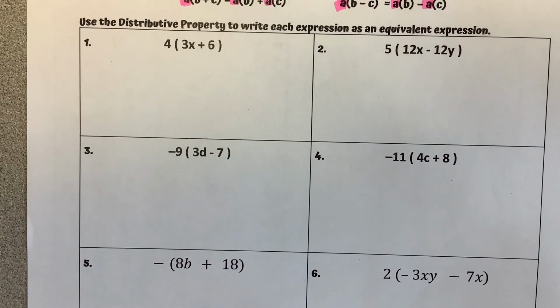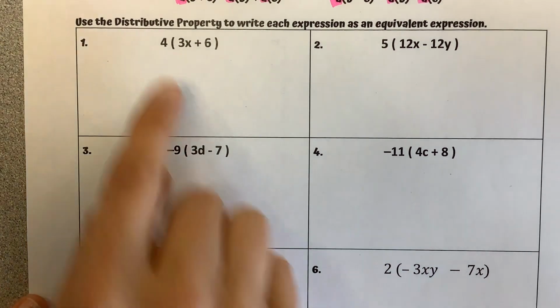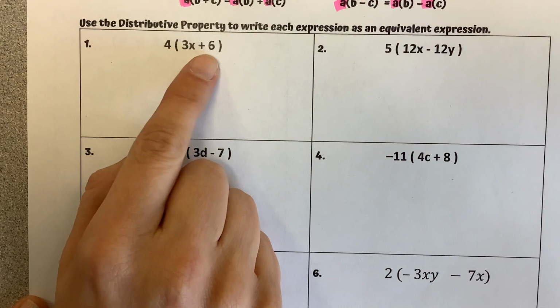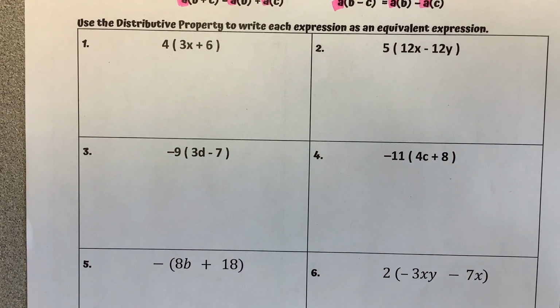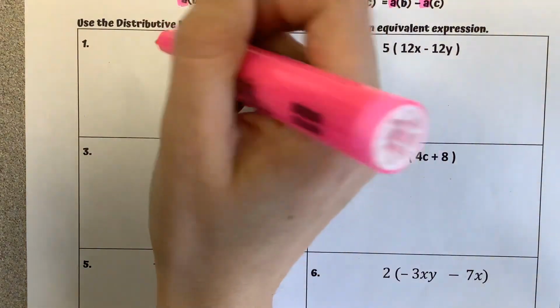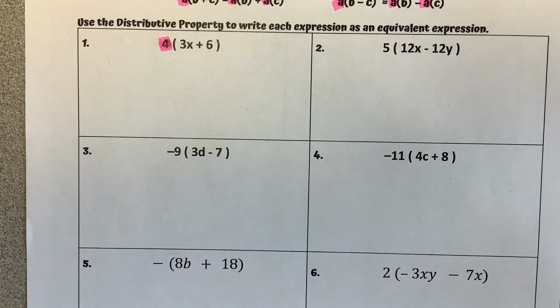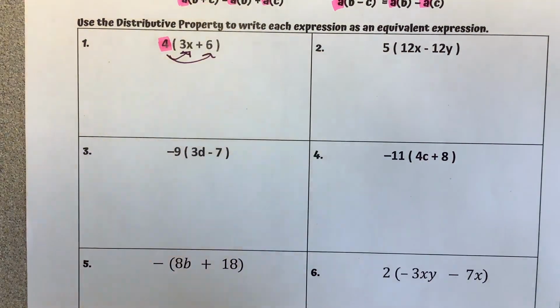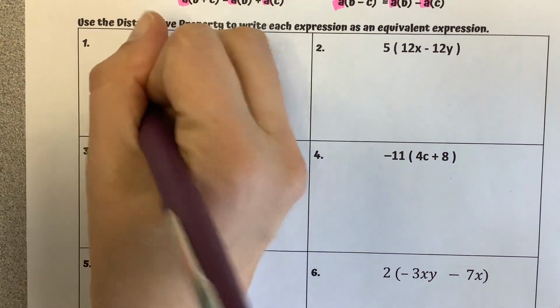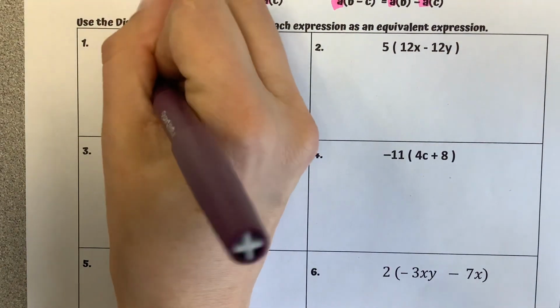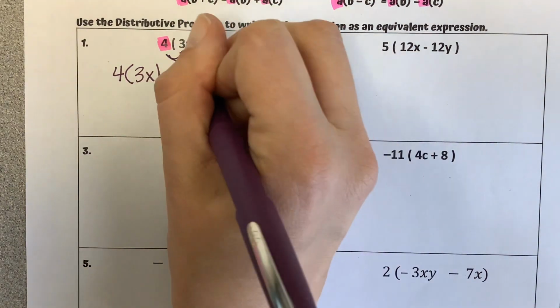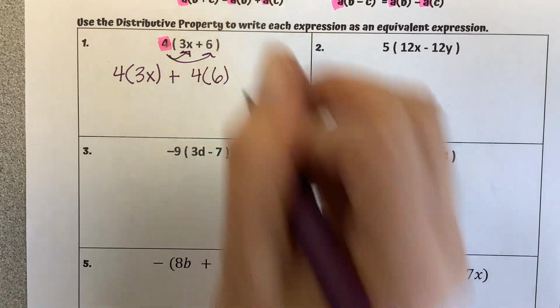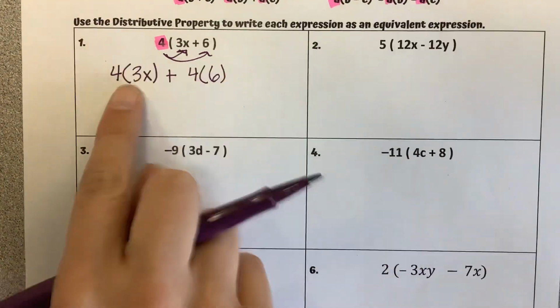So let's look at number 1. We have 4 times the quantity 3x plus 6. Normally in order of operations we would do parentheses first, but these can't be combined. They're not like terms. So that is when we need to distribute. We are taking this number on the outside and distributing it to both terms on the inside. So I'm doing 4 times my first term of 3x, plus I'm also taking the 4 and multiplying it by my second term of 6. And now I'm just simplifying.